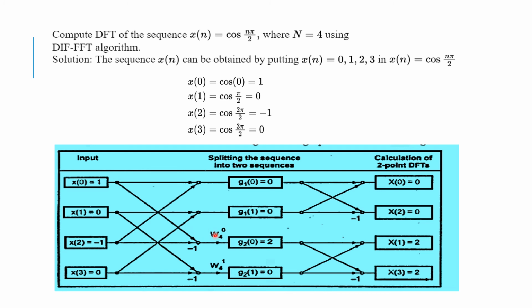Twiddle factors have to be multiplied after the butterfly, right? So the same procedure, but exactly vice versa, we are doing it. So do that. You will be getting the answers, whereas the answer will be there in the bit reversed order.